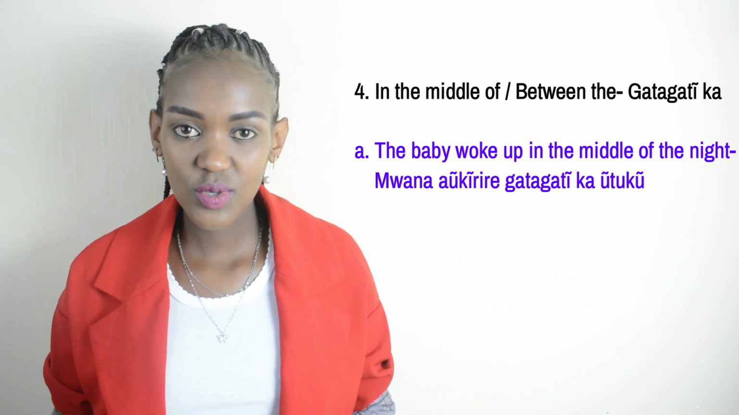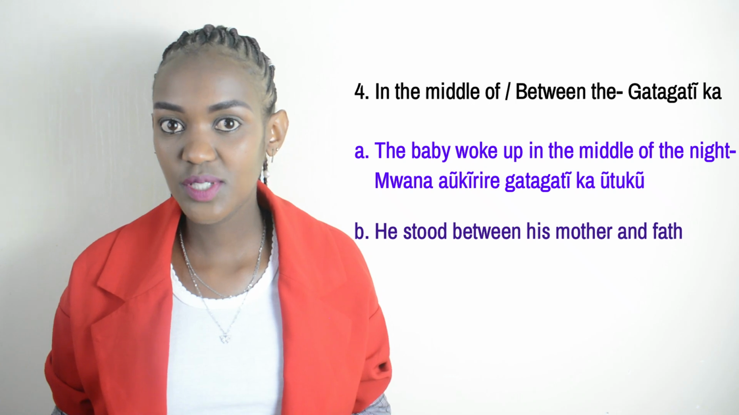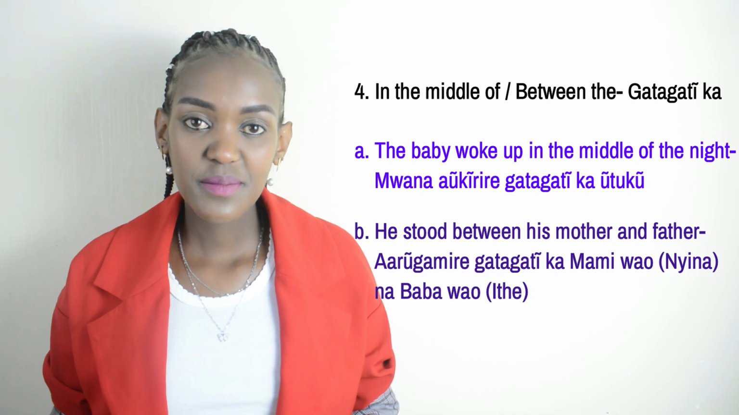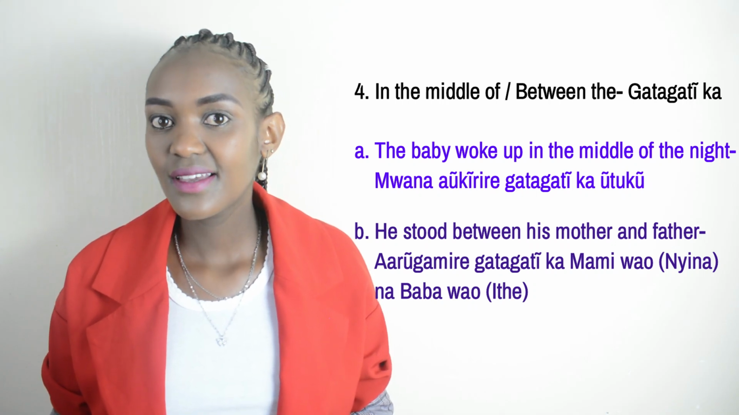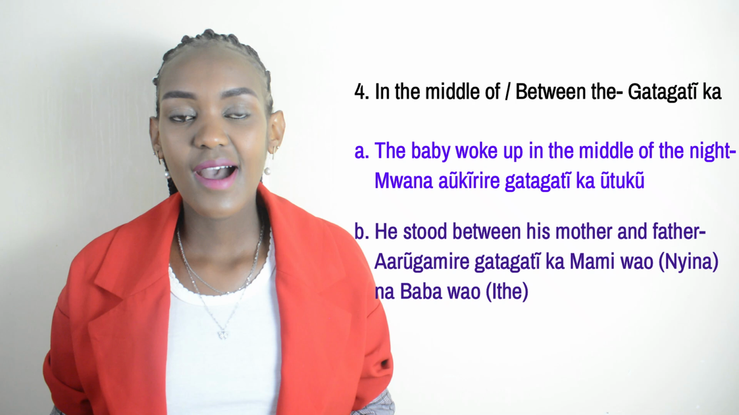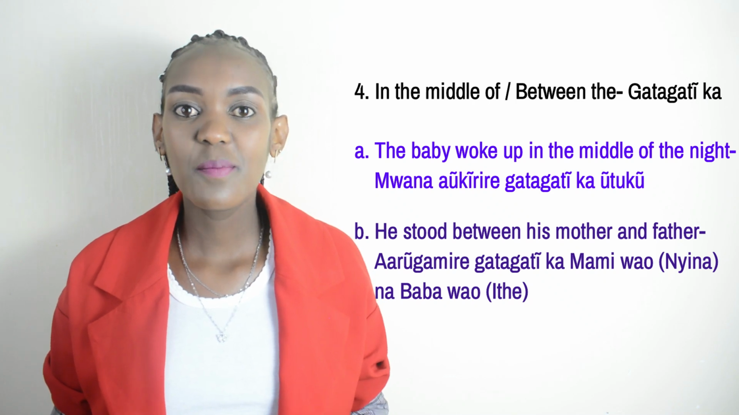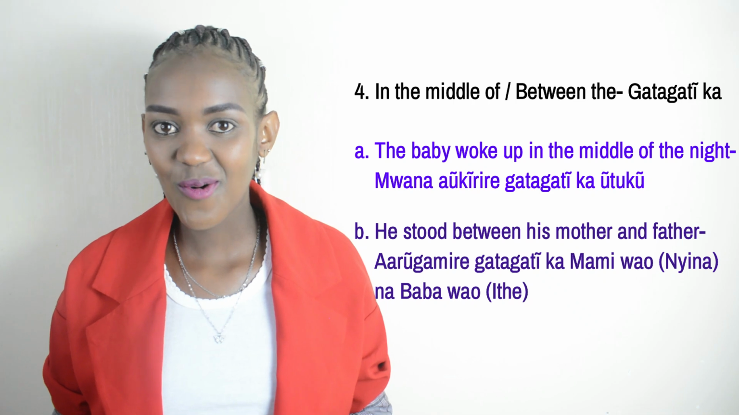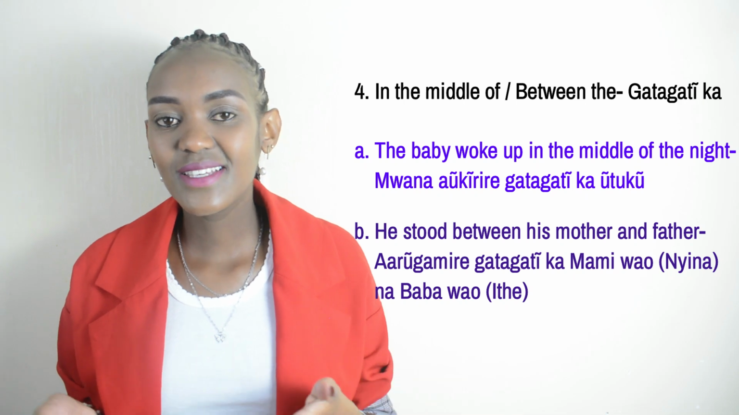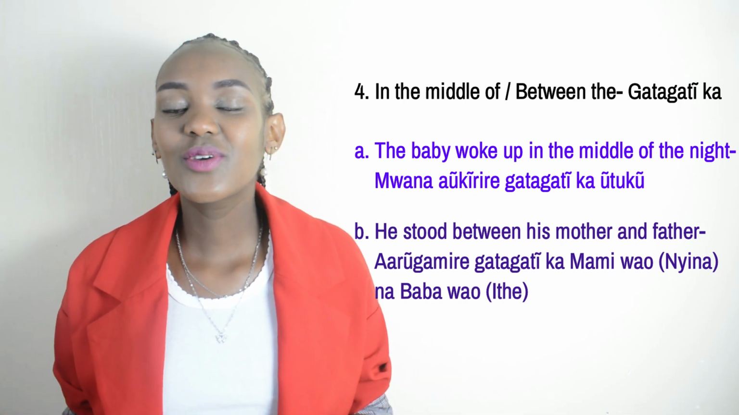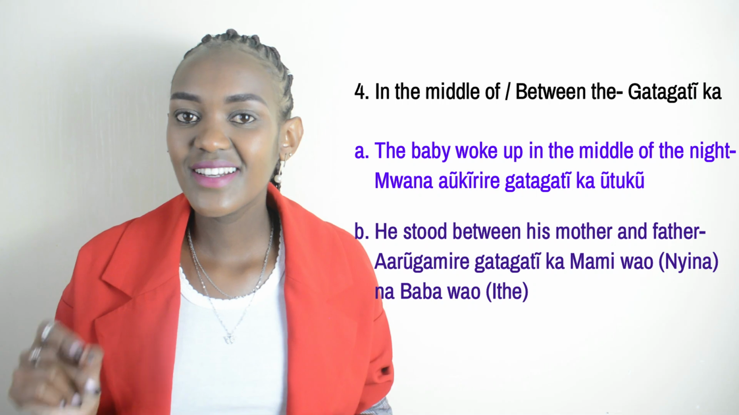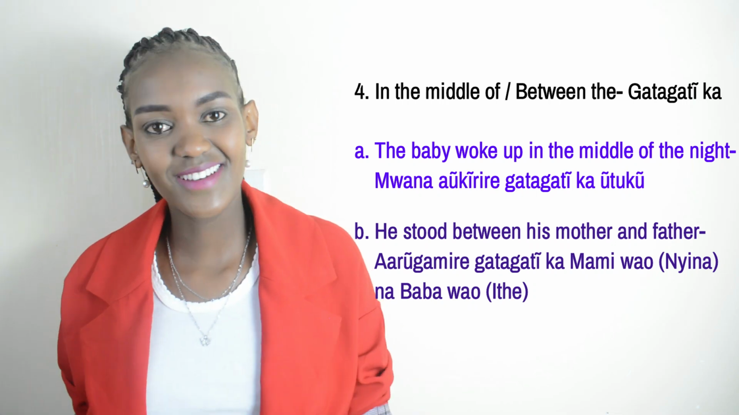An example with between, he stood between his mother and father. We will say arogamire gatagate ka mami wao na fafa wao. But in Kikuyu, his mother will say nyina, his father will say ithe. So we can say arogamire gatagate ka nyina na ithe, his mom and his father.